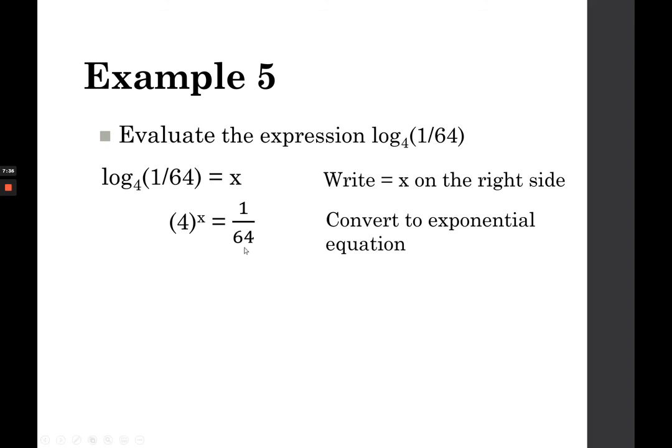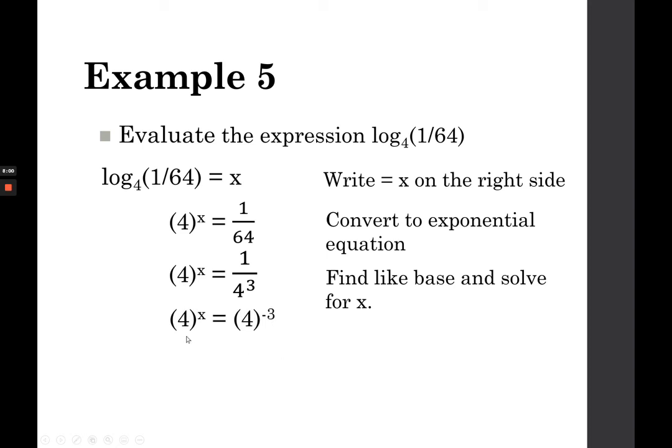And so, if we are going to look for like bases, 64 is actually 4 cubed. 4 times 4 times 4. So 1 over 4 cubed. They are still not like bases. It should be a whole number 4. Remember the flipping? If we flip this 1 over 4 into 4 over 1, the exponent becomes negative. And so it's very clear they are like bases. Cancel your like bases. X is equal to -3.